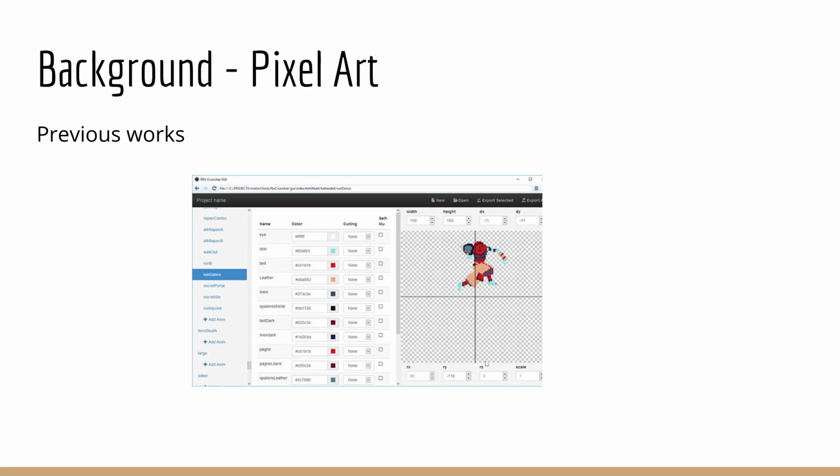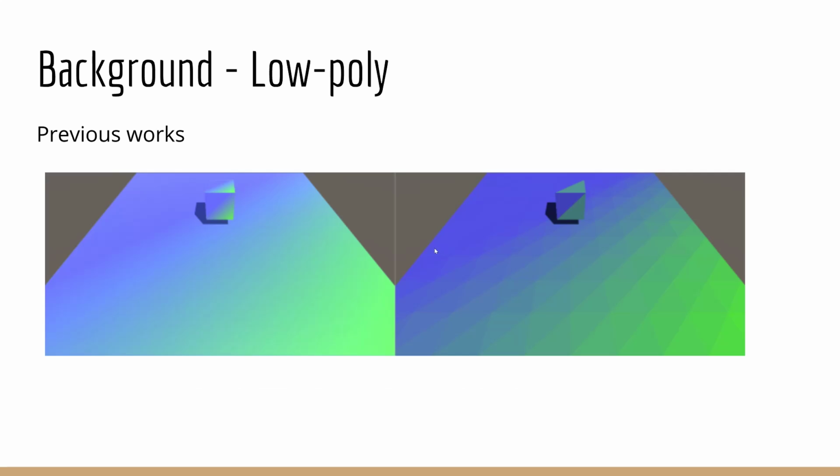So for pixel art, the article of Thomas Wasser introduced a possible pixel rendering method. Instead of drawing every frame of the pixel art, he renders them from 3D models. The project of Pavel introduced a possible low-poly rendering method, which works by manipulating the normals and the texture coordinates of the mesh.